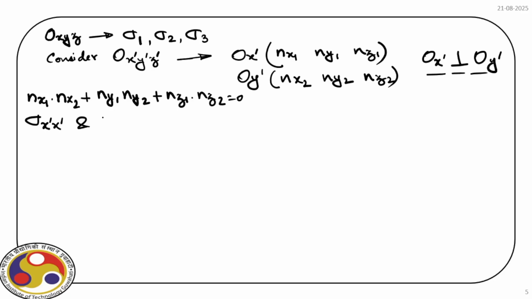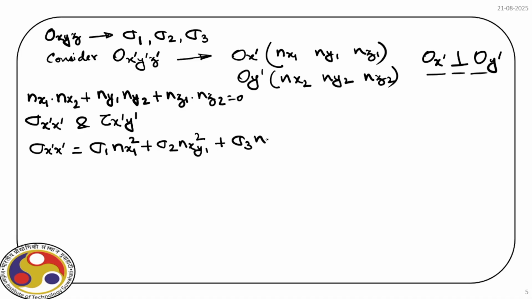Okay. Now, in this prime coordinate system, if we define the stress components, we have sigma x prime, that's the normal stress, and we have shear stress tau x prime y prime. And these components we can express in terms of sigma 1, sigma 2, sigma 3, and that we have already discussed, right, in our previous lectures. So we have sigma x prime is equal to sigma 1 nx1 square plus sigma 2 ny1 square plus sigma 3 nz1 square.